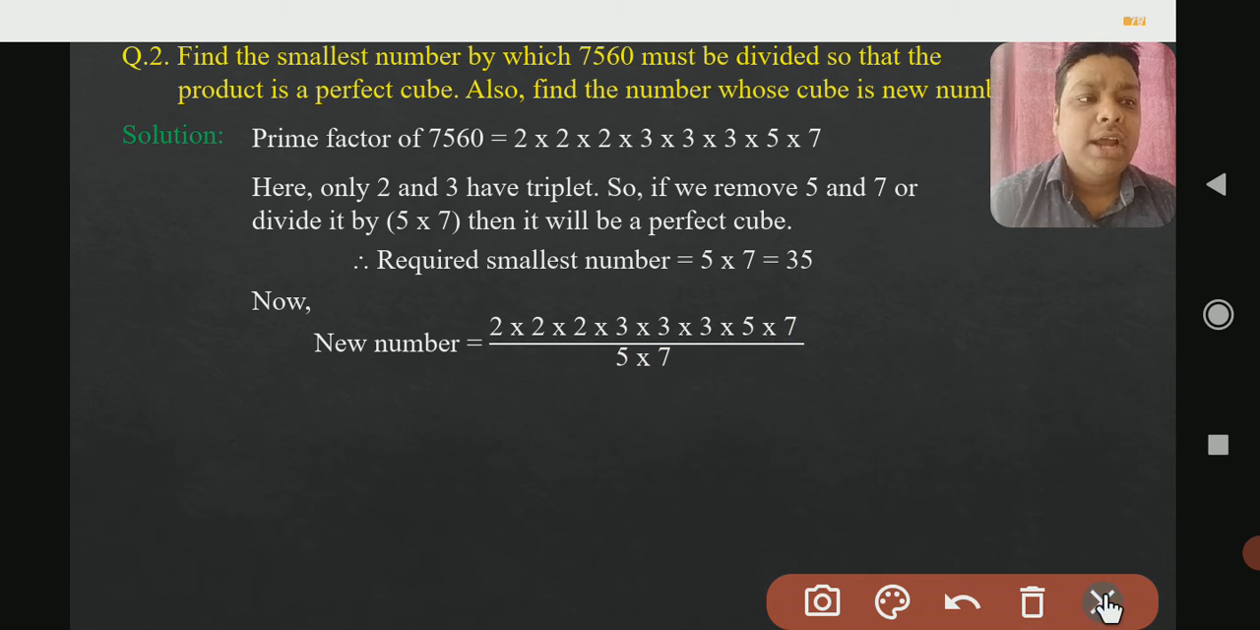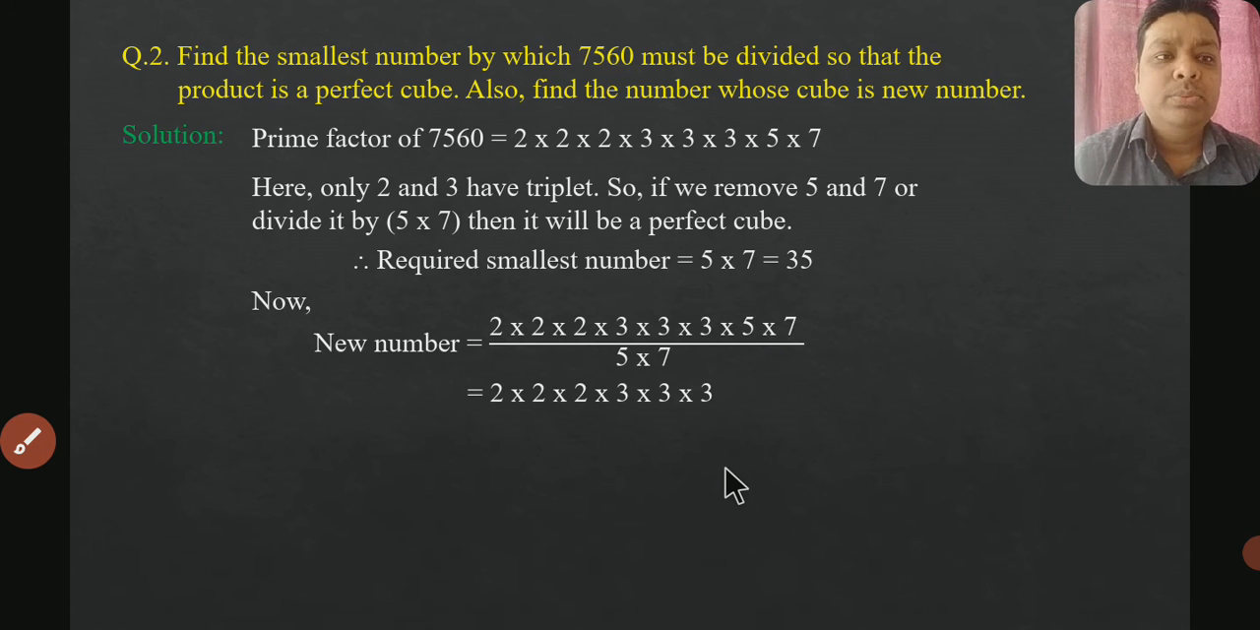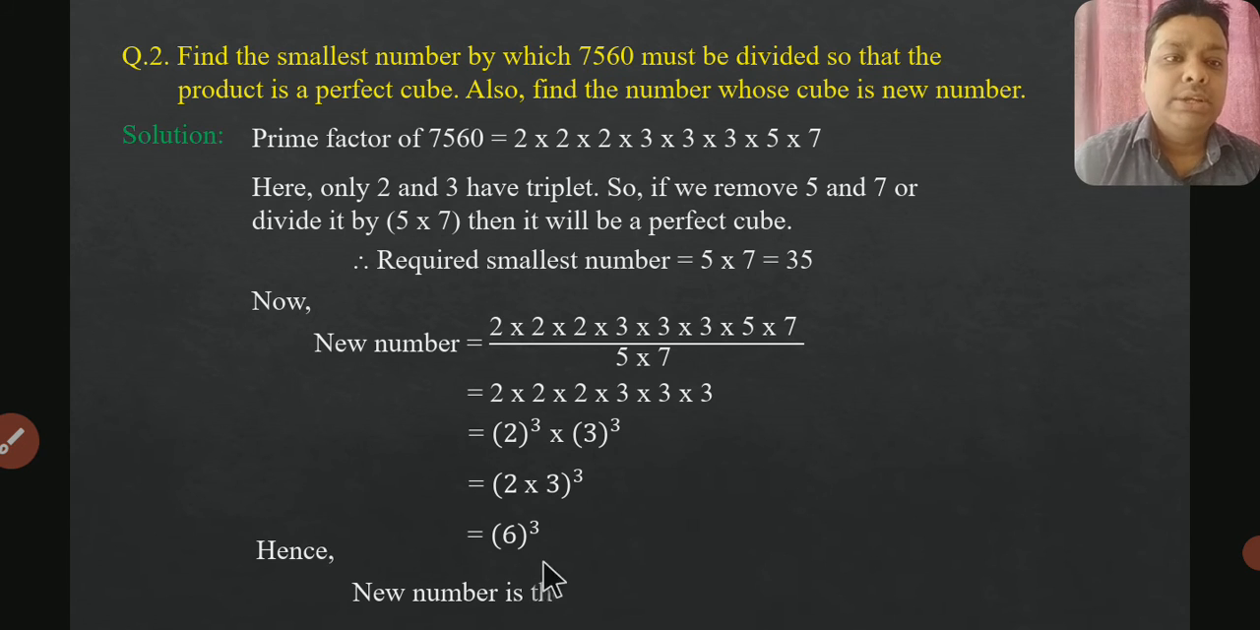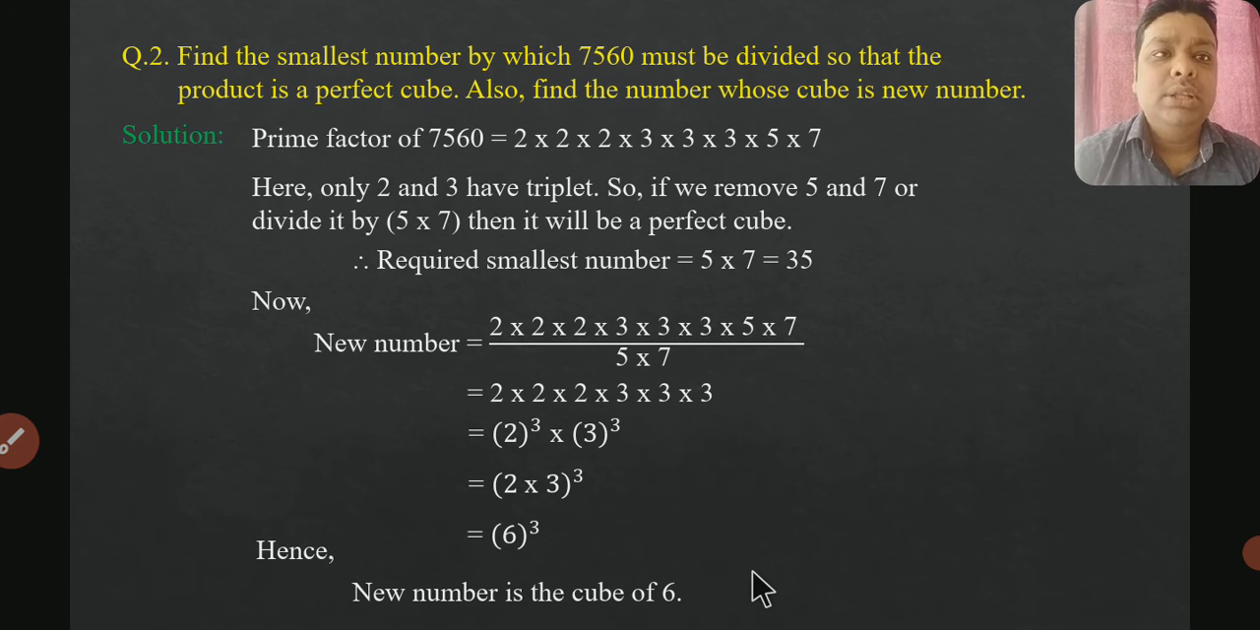We can again write it as 2 cube into 3 cube. And then 2 into 3 as the whole cube. So 2 into 3, that will be 6 cube. So we can say that the new number will be the cube of 6. So this is the number whose cube is the new number. Now I hope that you all have understood.